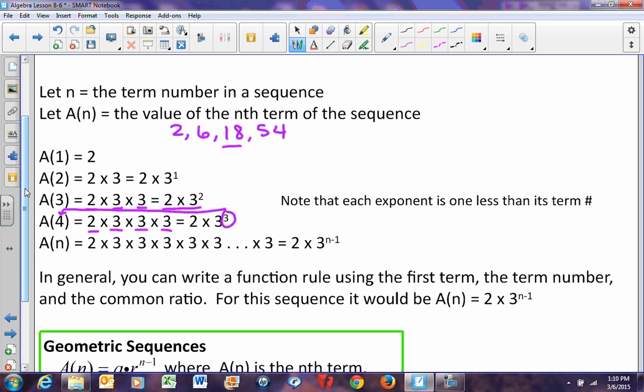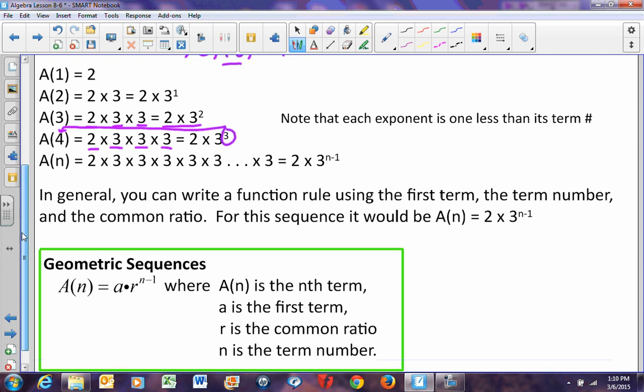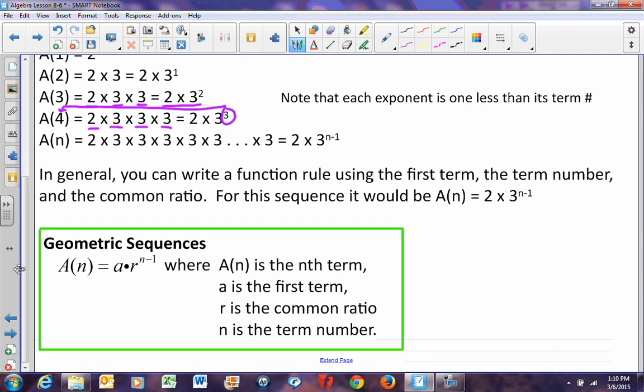So we can kind of write a rule for this. In general, you can write a function rule using the first term, the term number, and the common ratio, just like we wrote function rules for arithmetic sequences with the first term, the common difference, and the term number. We can do the same thing with geometric sequences. It follows that for geometric sequences, a of n equals a times r to the n minus 1, where a of n is the nth term, a is the first term, r is the common ratio, and n is the term number.